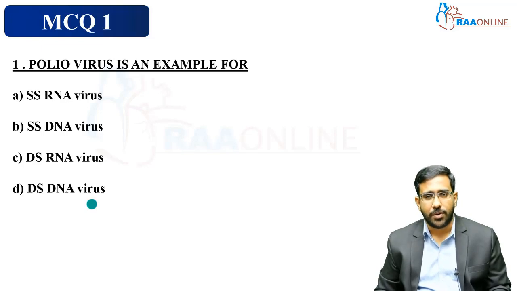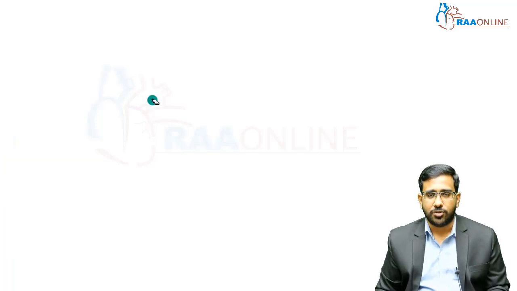So you all know our polio virus is one of the RNA viruses. With the help of this, we are going to rule out option B and option D. So here we are left with only 2 options. One is single stranded RNA virus and another is double stranded RNA virus. The classical example for double stranded RNA virus is our wheel shaped rotavirus, so we are going to rule it out. So we have only one option, that is a single stranded RNA virus. So here the polio virus is an example for single stranded RNA virus. With this, we are moving on to multiple choice question number 2.